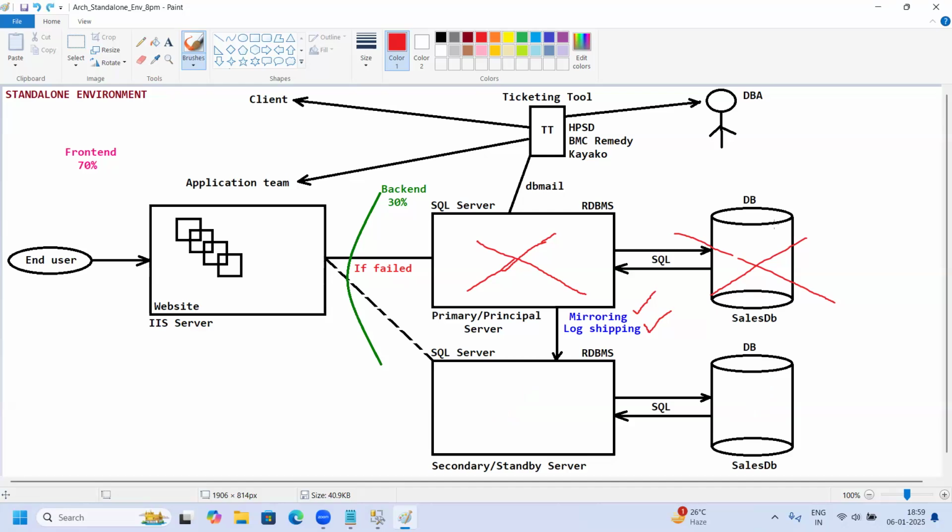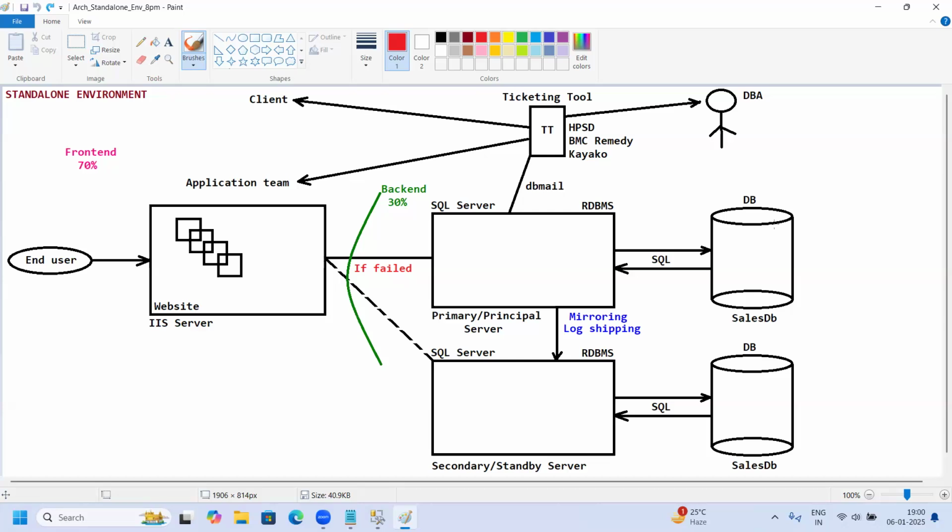But the interesting thing is, it will switch over to the standby server. And whenever this failure occurs, immediately the failure has to be informed to the DBA, to the client, to the application team. People should become active now.